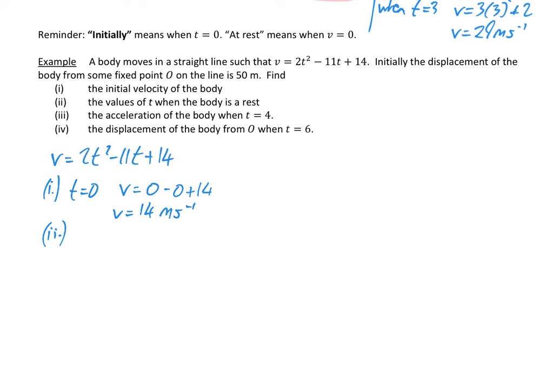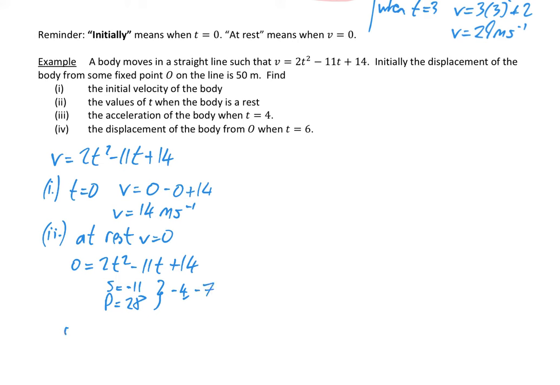Part 2, find the values of t when the body is at rest. So when you're at rest, that means your velocity is 0. So put 0 equal to 2t squared minus 11t plus 14. So we're going to use our sum and product to do this. So our sum is equal to minus 11. Our product is equal to 28. So two numbers that add to give minus 11 and multiply to give 28 are minus 4 and minus 7.